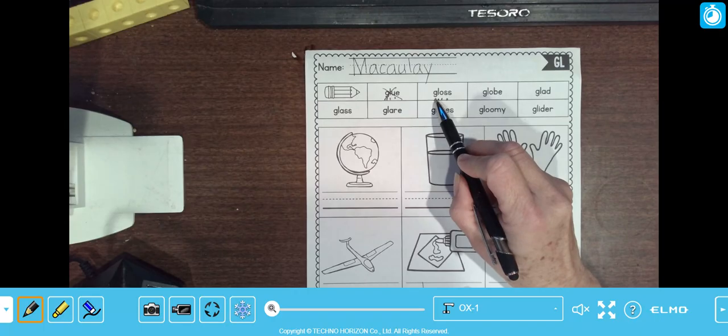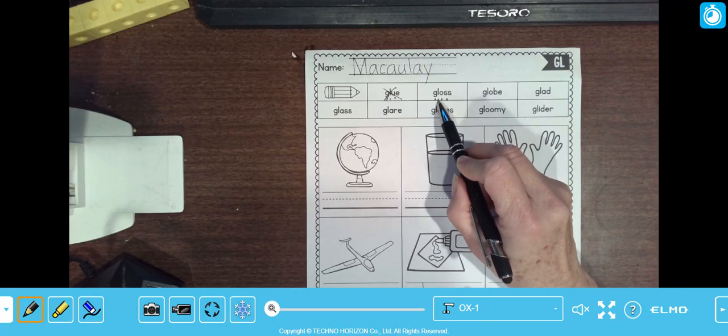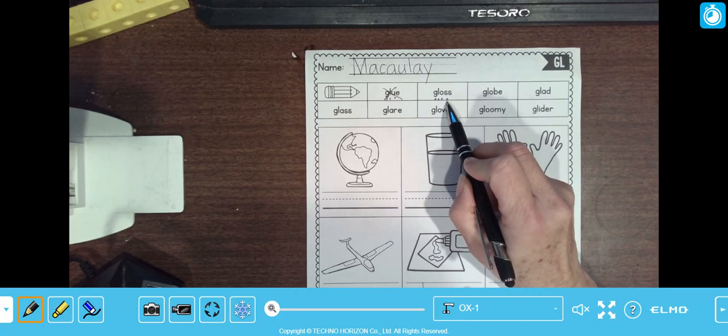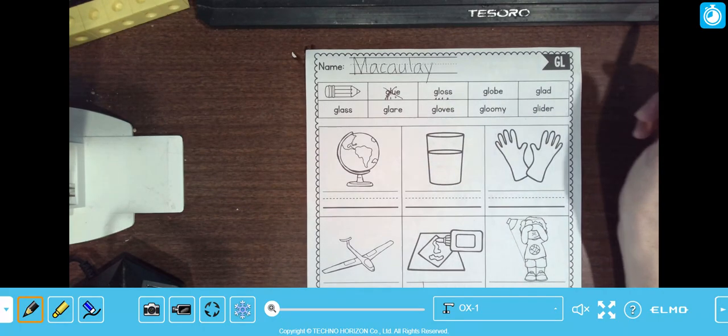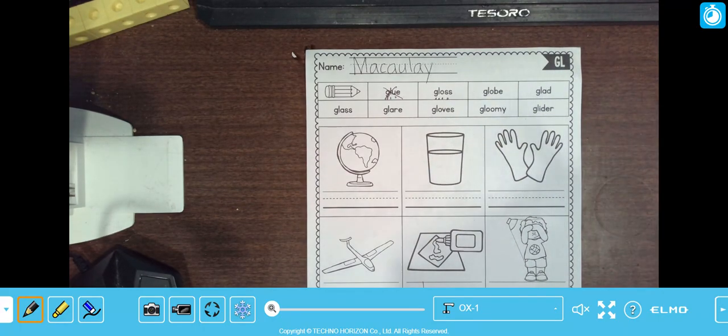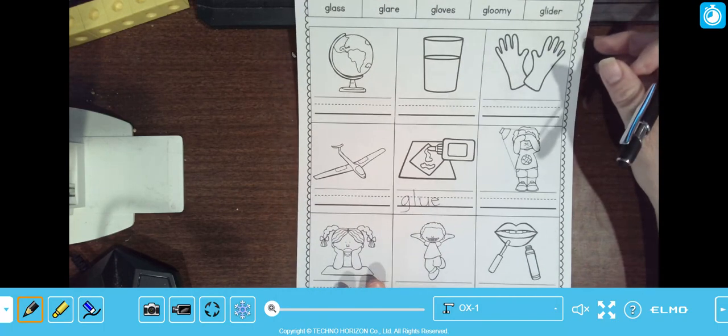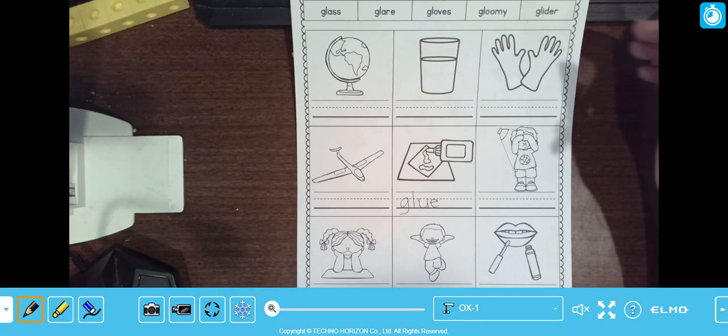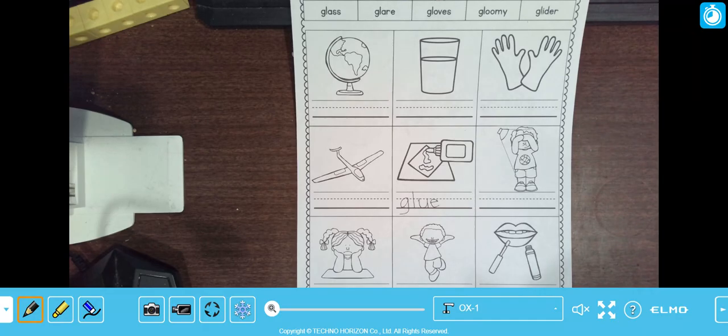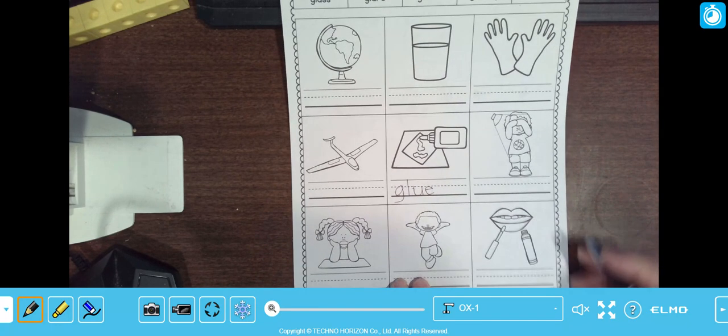Here we go. G. L. Ah. S. What is this word? Did you say gloss? You're absolutely right. It's the word gloss. Okay, which one of these pictures matches the word gloss? Yep, this one right here. See how she's putting gloss on her lips?